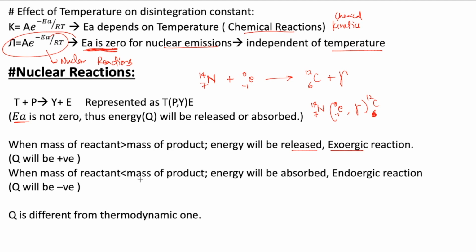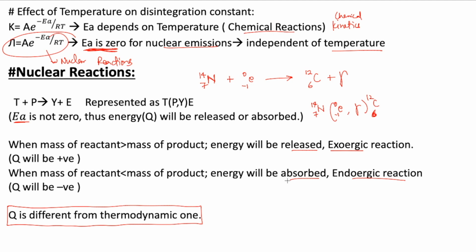Whereas when the mass of the reactant is less than mass of the product, then energy will be absorbed, and these are called endoergic reactions, and in this case Q will be negative. Now Q will be different from the thermodynamic one, so don't confuse this Q with the thermodynamic energy, okay? So this is the amount of heat which is released or taken during this particular reaction, and this depends upon the mass defect or mass difference of the reactant and the product side.